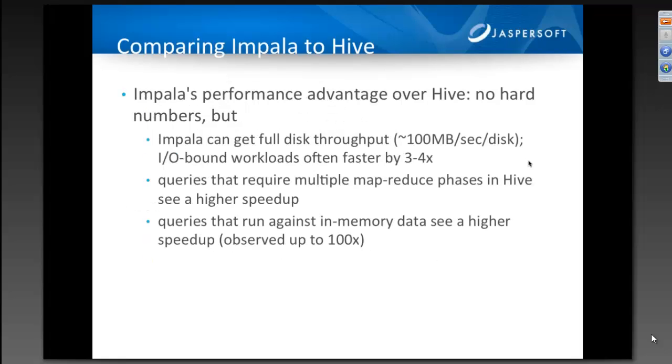And then, as I was mentioning before, Impala's performance advantage over Hive. These are not hard numbers, but anecdotal evidence. Impala can get full disk throughput. Queries that require multiple MapReduce phases in Hive see an even greater performance increase. And queries that run against in-memory data sets can have a performance boost of almost 100 times. So this is pretty substantial. I hope this gives folks a little bit of an overview of Cloudera, and specifically Hive and Impala, because they are the key pieces that integrate with Jaspersoft.